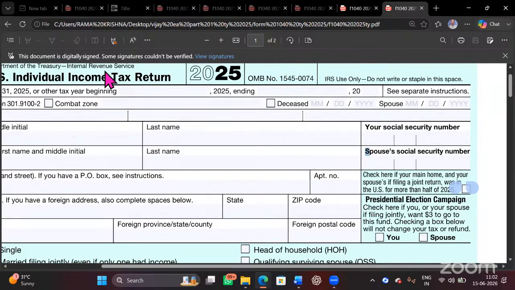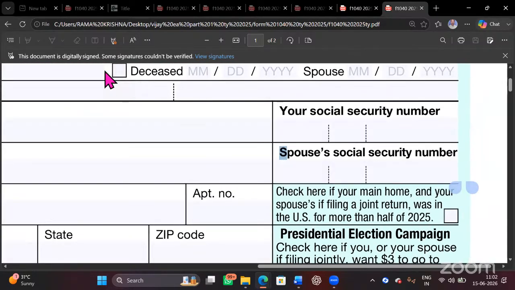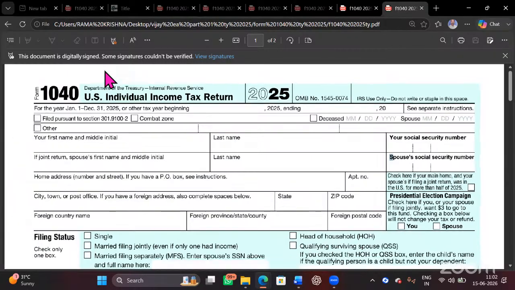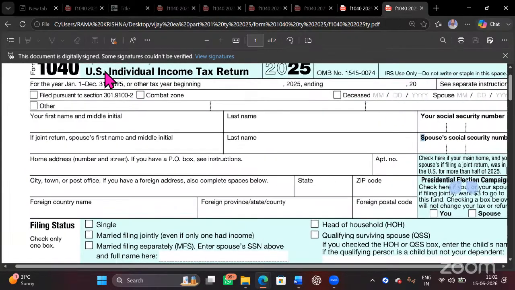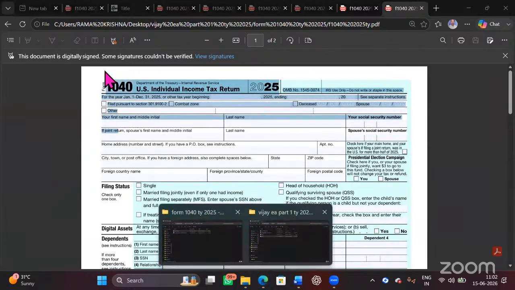Suppose the taxpayer is filing jointly with the spouse. In that case, the spouse's social security number shall also be filled in. The first is your own social security number, the second is the spouse's social security number, and then the address of the taxpayer. All this information is technically called the biographical information of the taxpayer. So you need to fill it in on Form 1040.